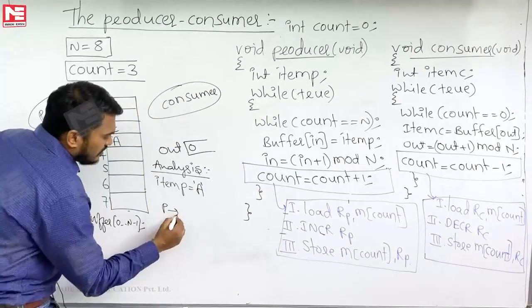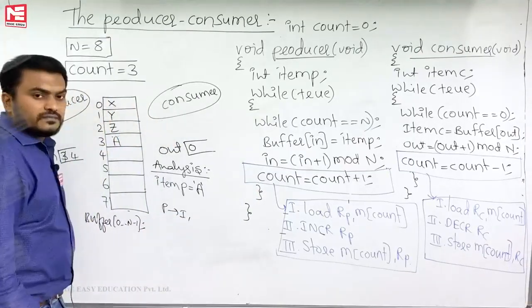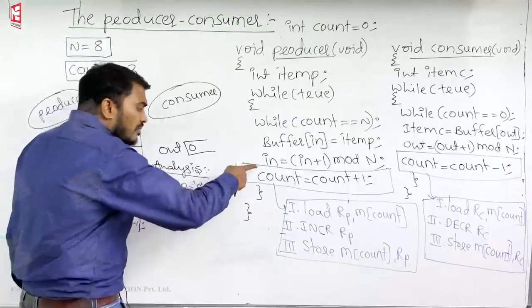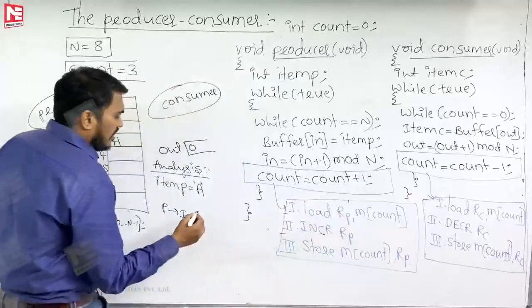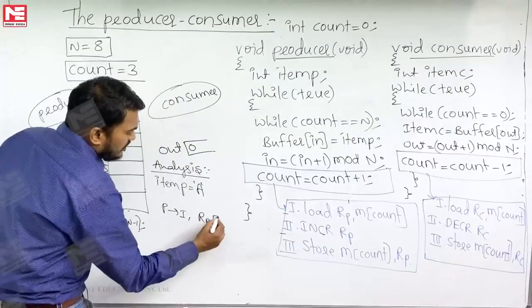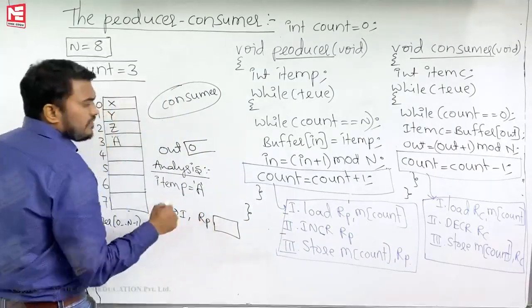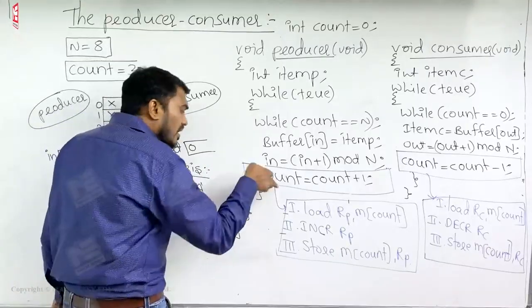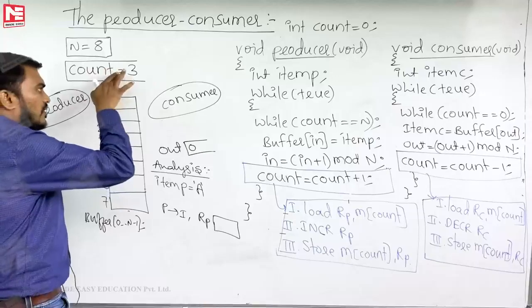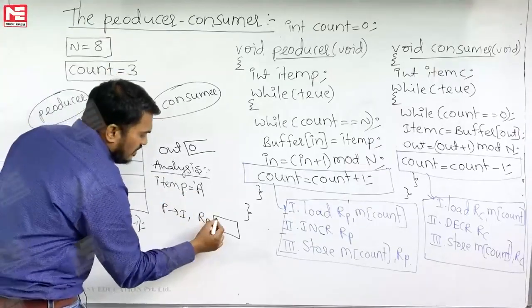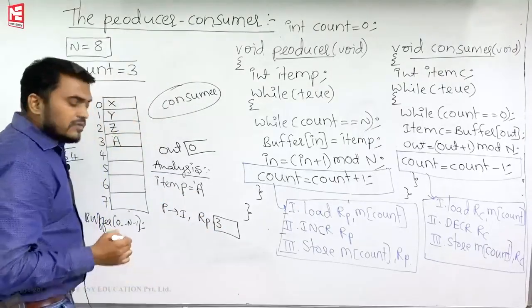Now listen to the answer carefully. Producer executes the first instruction. Okay, it is running the first instruction of count equal to count plus 1. So load the count value into register RP. RP means register for producer. So load the count value to the register. What is the count value now? 3. So we are loading the count value into the register. Okay, remember every process will have its own register.